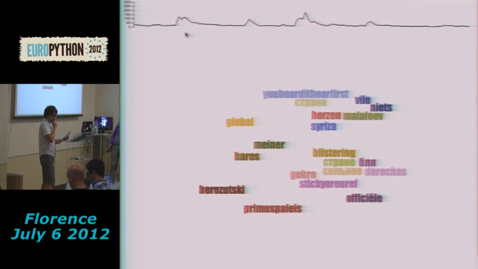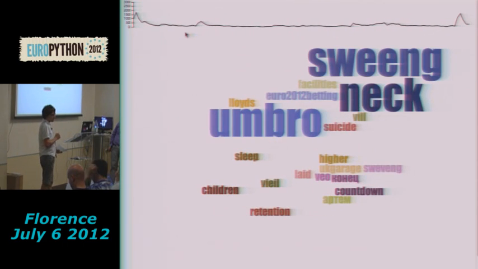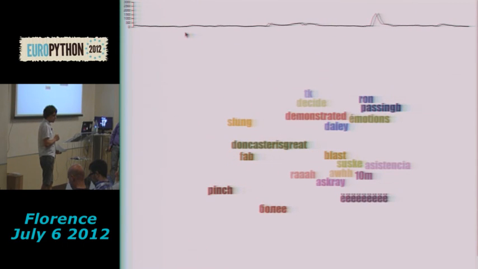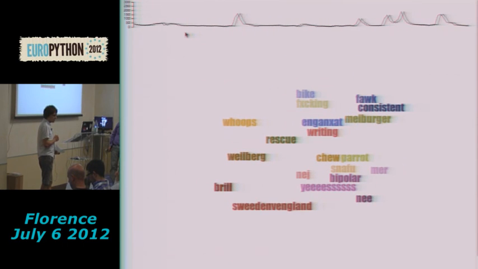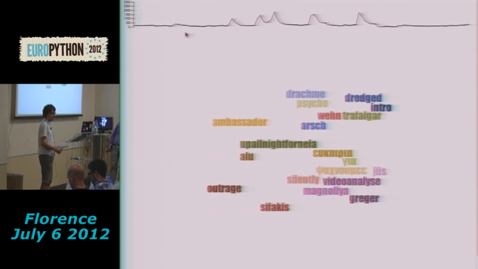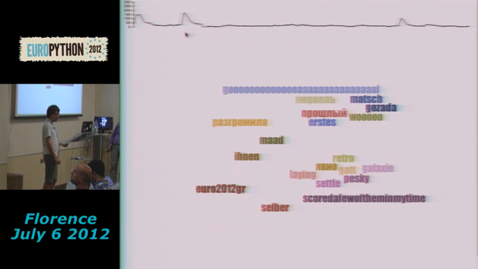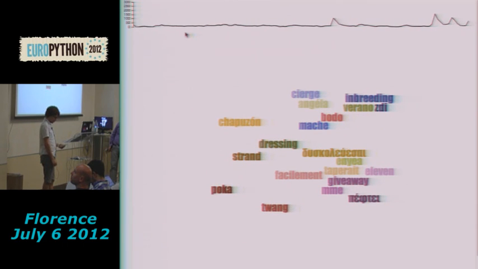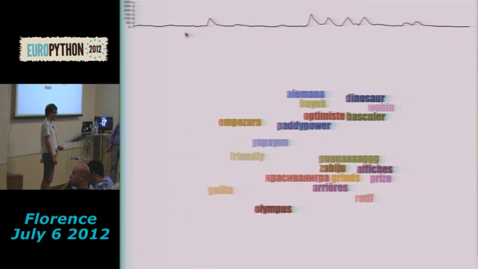So I think the next game starts. So that's Germany-Greece, I think. Yeah. It was 4-2, by the way. So now Germany-Italy, 1-2.